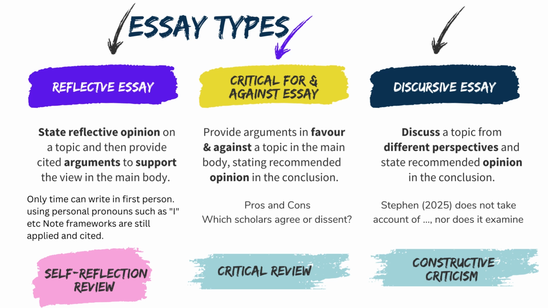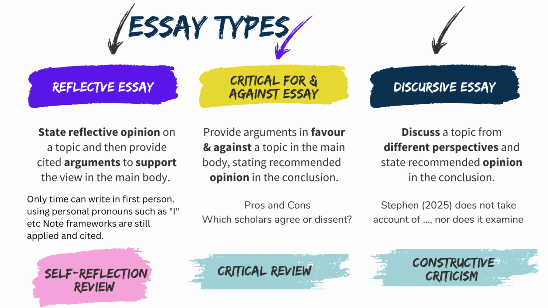There are three types of essays. The first is the reflective essay, where you are allowed to give your opinion about any topic. Now, the thing with a reflective essay is that whether it's said or not, you do still need to cite. So you might need to cite frameworks like Gibbs' reflective cycle, Kolb's learning theory, and stuff like that, because this is the only time you're allowed to speak in the first person. And the first person means saying I will, I would. If it says a reflective essay, you can give your personal opinion because it's a self-reflection review.